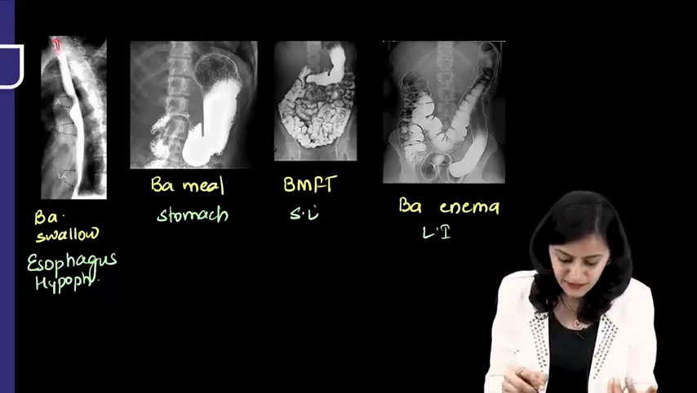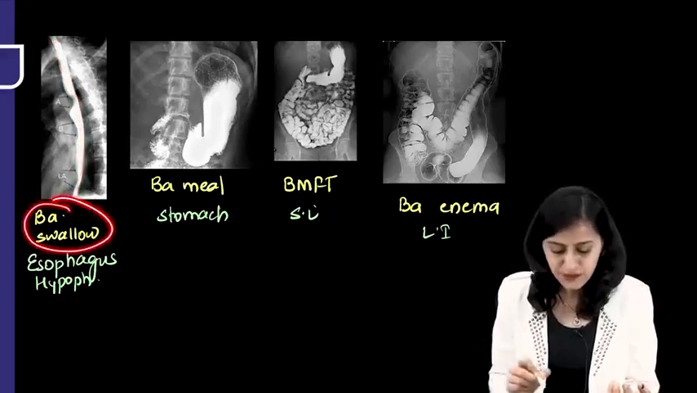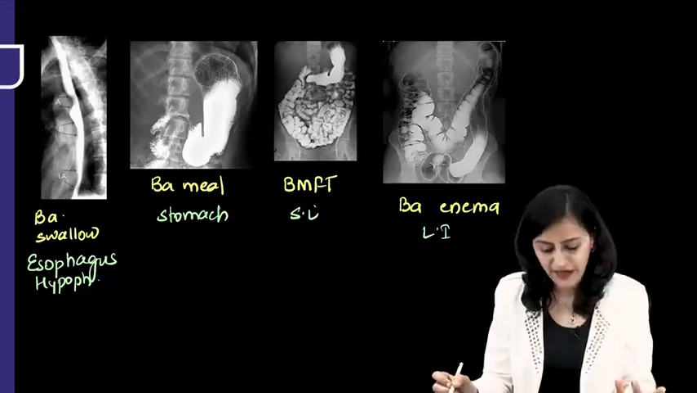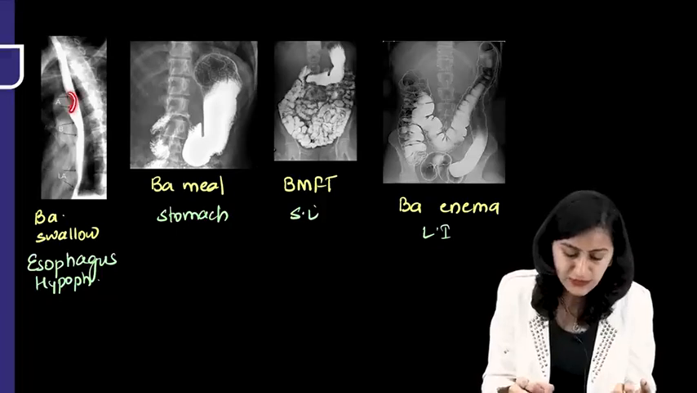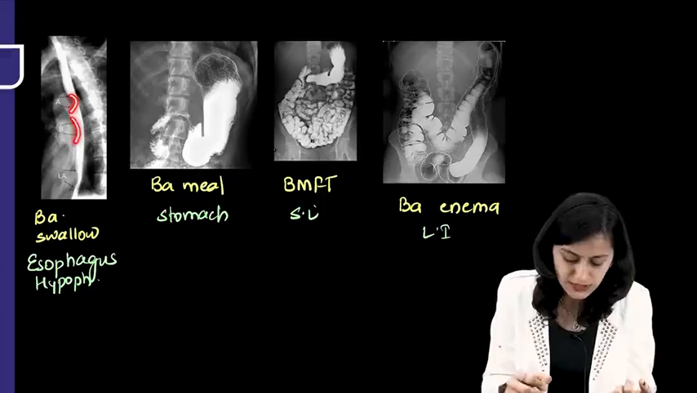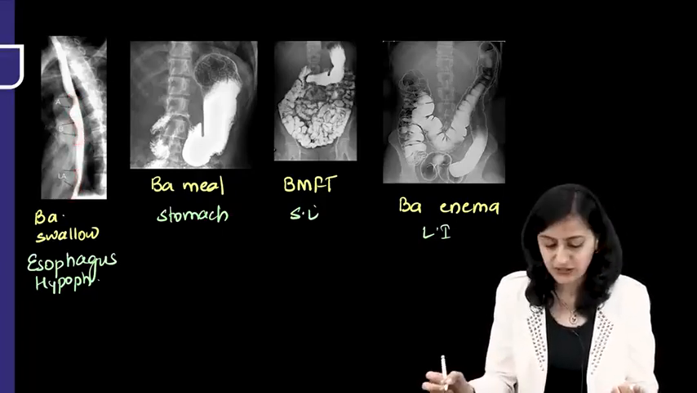The first one here, where we see the esophagus containing the white barium, is barium swallow. And as the term says, swallow is for the esophagus and the hypopharynx. So you can see in the barium swallow the normal indentations, the normal constrictions by the arch of aorta, the bronchus and the left atrium. It is the left bronchus which does the constriction.